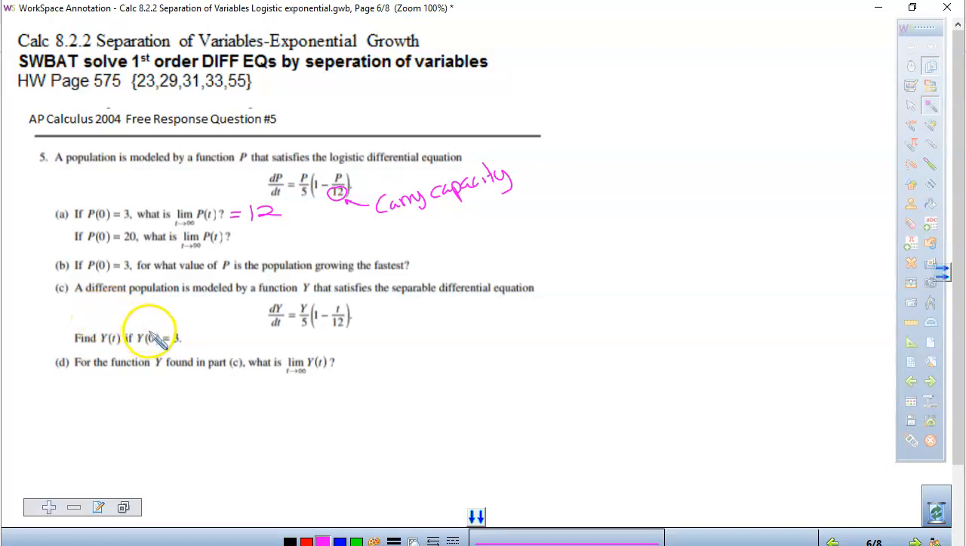If the population is 20, what's the limit? It's 12, the carrying capacity. All right, now let's do part B. If the population is 3, for what value of the population will the population be growing the fastest? For what value of the population is the population growing the fastest? 6. Why 6?